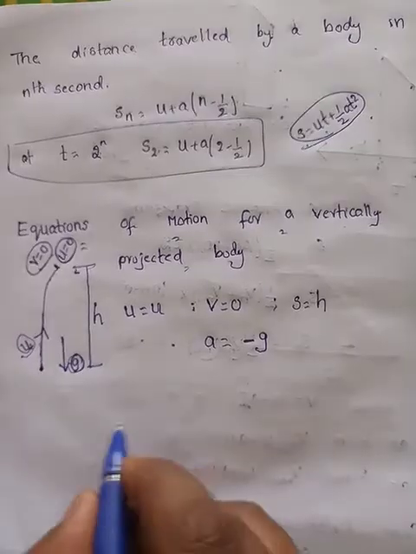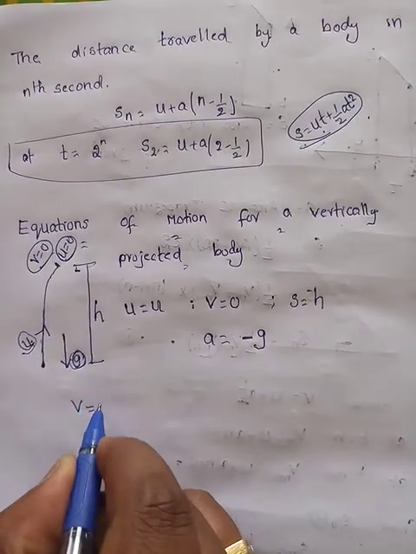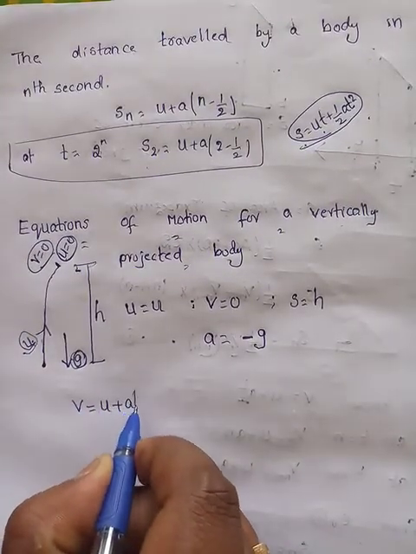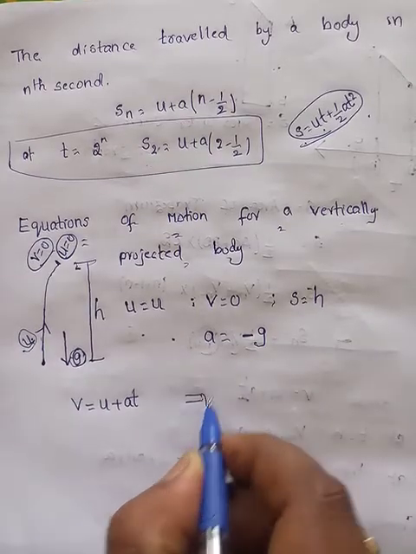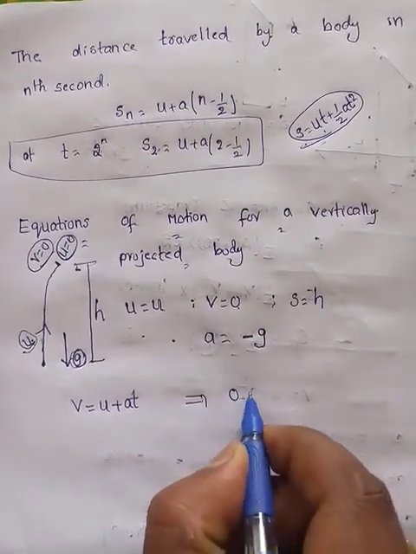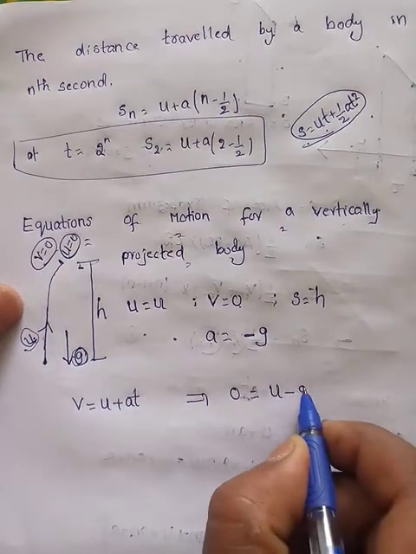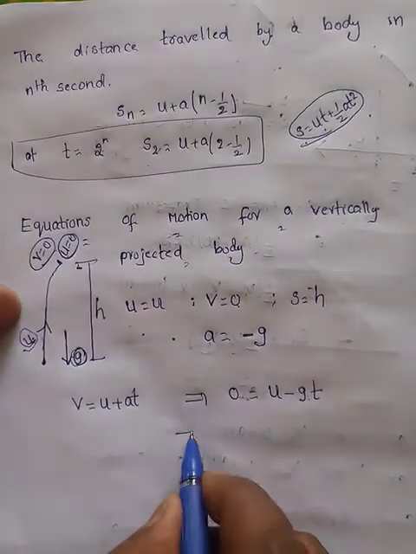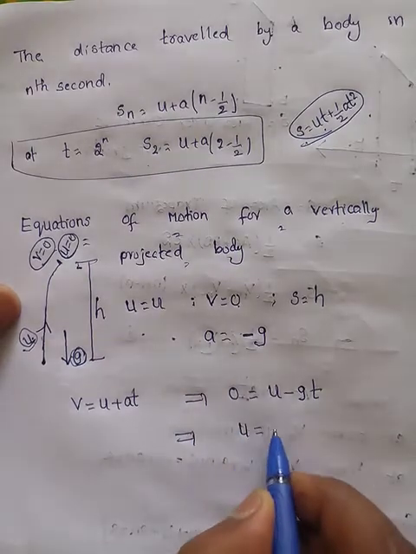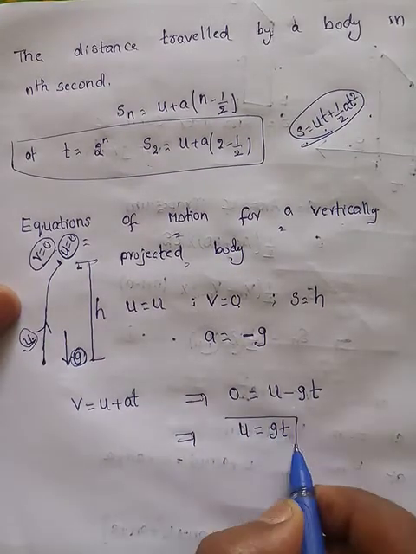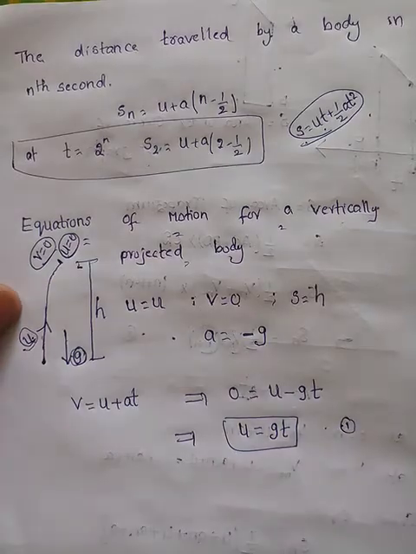Now, what is the first equation? v = u + at. Apply the conditions. What is v? 0. What is u? u. What is a? −g. So 0 = u − gt, that implies u = gt. This is equation number 1.